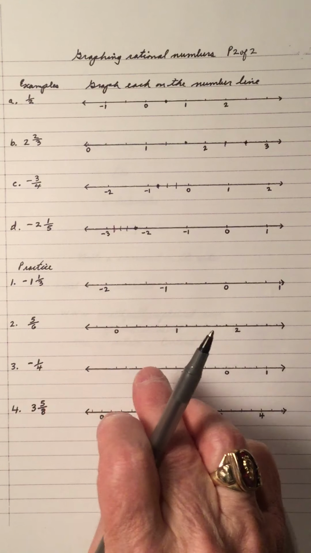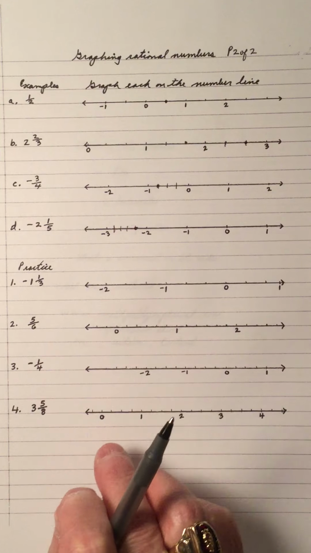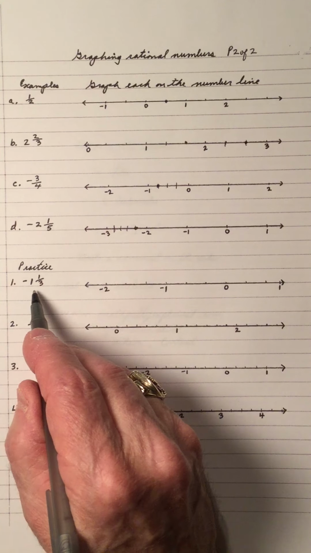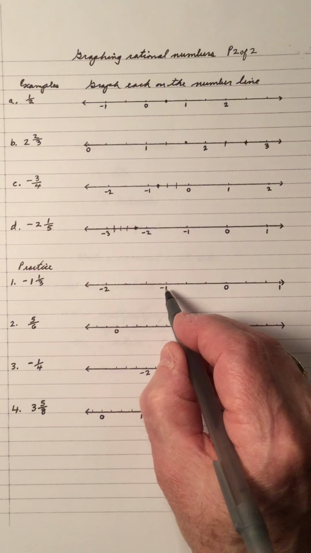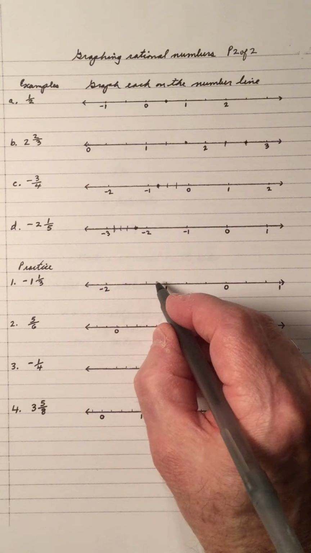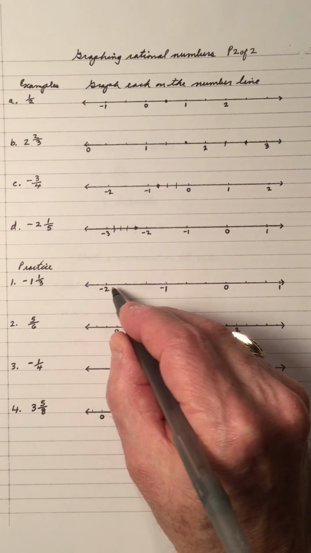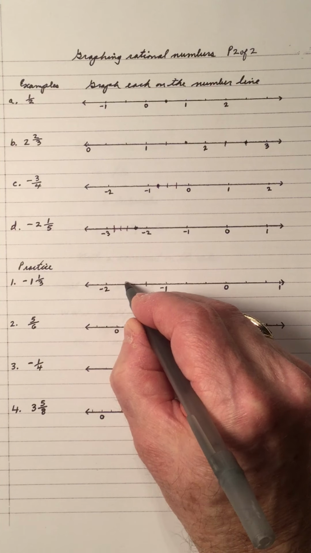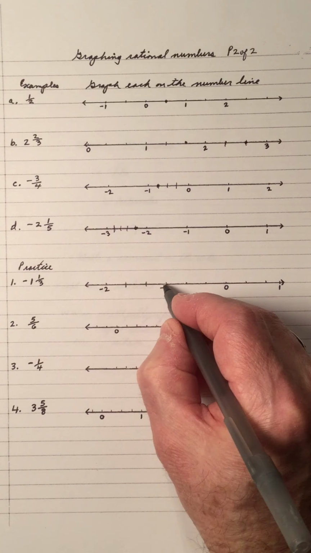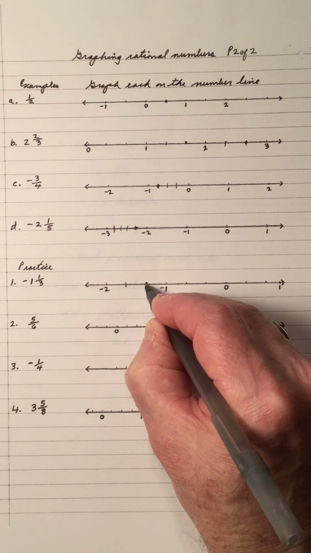Practice. So what you do, pause the video and graph these on a number line. Here we go. -1 and 1/3. So there's -1. -1 and 1/3 is between -1 and -2. So between -1 and -2 is divided into 3 pieces. 1, 2, so 2 cuts. 1, 2, 3. So -1 and 1/3 is right there.